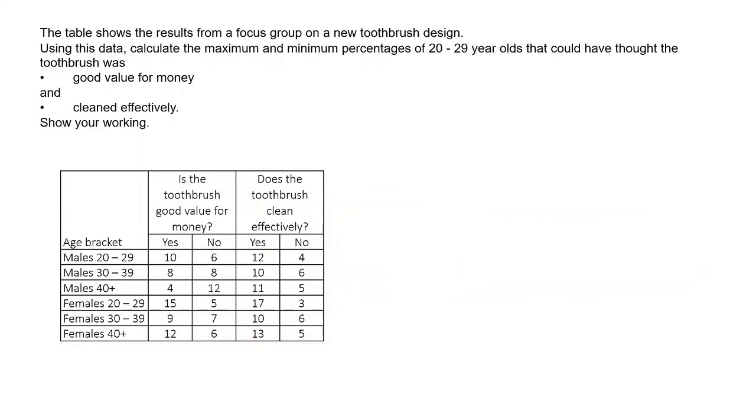So, next one. The table shows the results from a focus group on a new toothbrush design. Using this data, calculate the maximum and minimum percentages of 20 to 29 year olds that could have thought the toothbrush was, one, good value for money, and two, cleans effectively. Show your working. So again, it shows you the table, and the bracket of people they're working from. So you're looking at 20 to 29. So this is the area that affects us really. So toothbrush good value for money, the toothbrush cleans effectively.